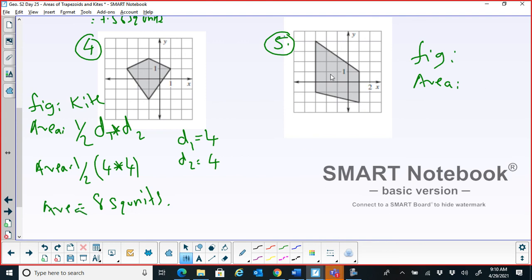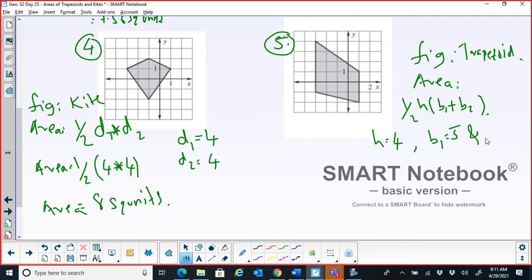This is a trapezoid. You have two parallel bases, so it's a trapezoid. Half of h times b1 plus b2. This is the formula for the area of a trapezoid. Height is going to be from here till here. Each of them is 1 unit, so 1, 2, 3, 4 units. Let's say b1 is 1, 2, 3, 4, 5 units, and b2 is 1, 2, 3 units.